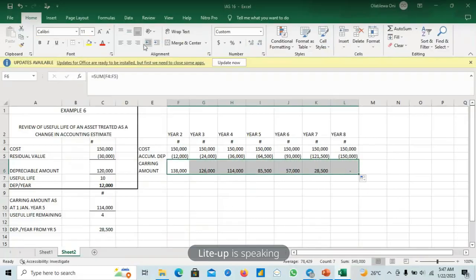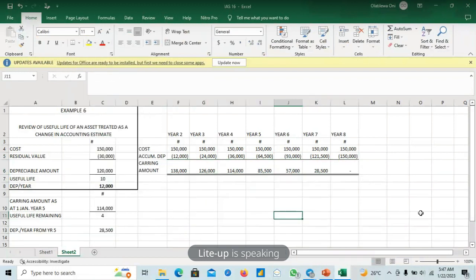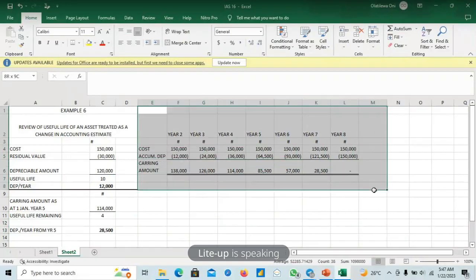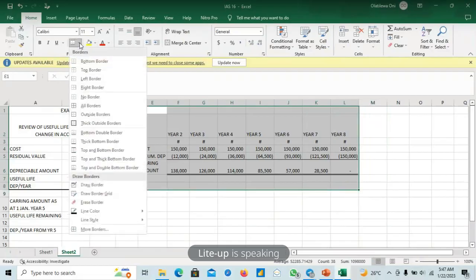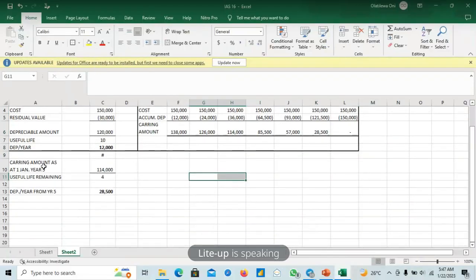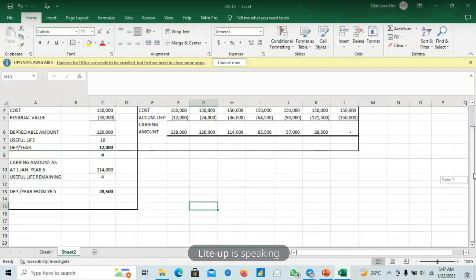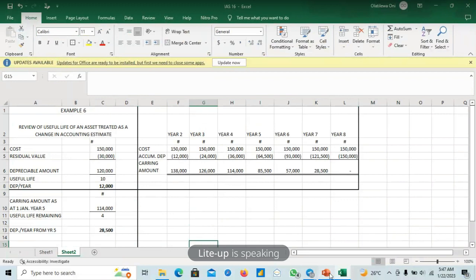That is how changes in accounting estimate are done. When the useful life of an asset is reviewed, from the year the review took place, that's when the new depreciation charges will begin, different from the previous depreciation charges per year. That's all on this as far as the review of useful life is concerned. Let me also put this in brackets so that you are able to see it when you are studying: that is example 6.